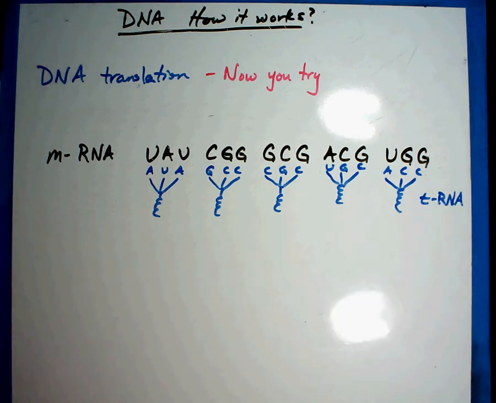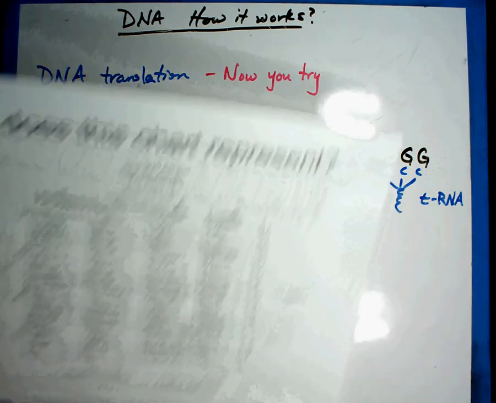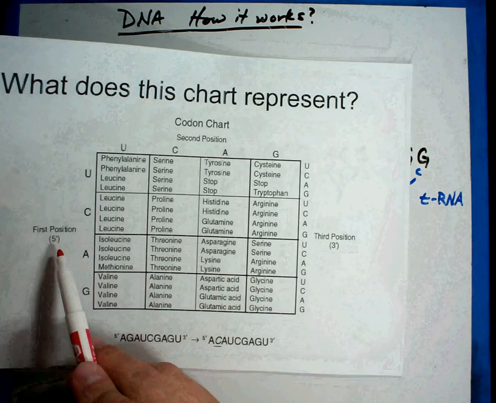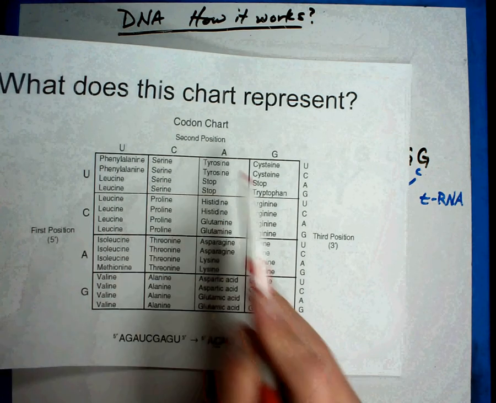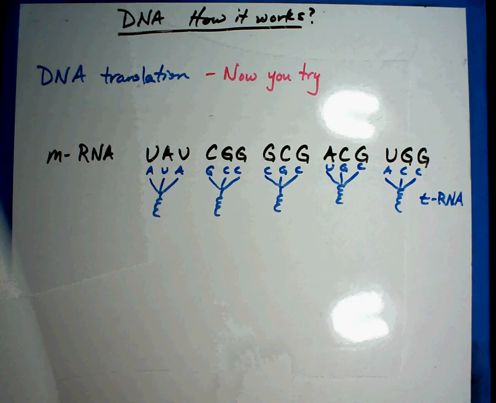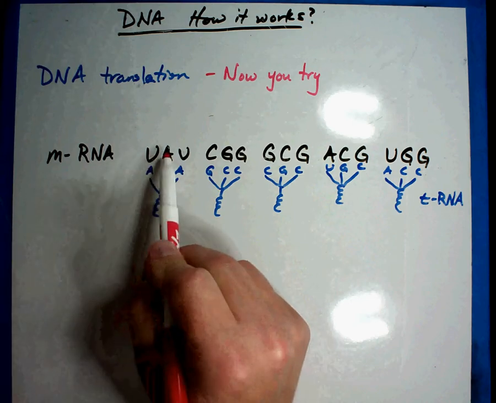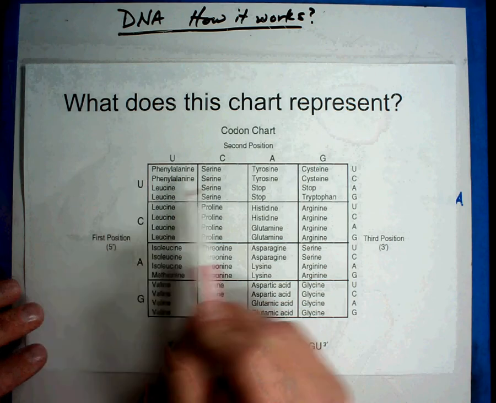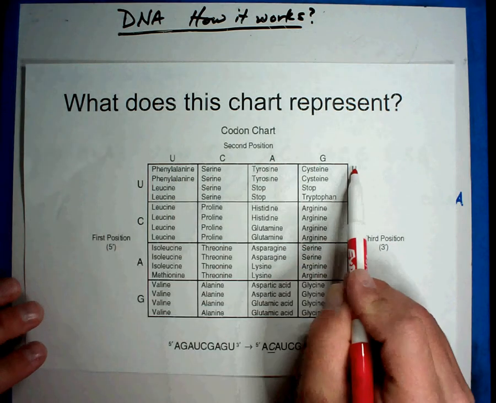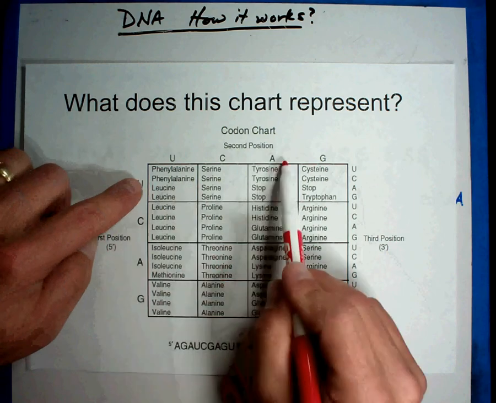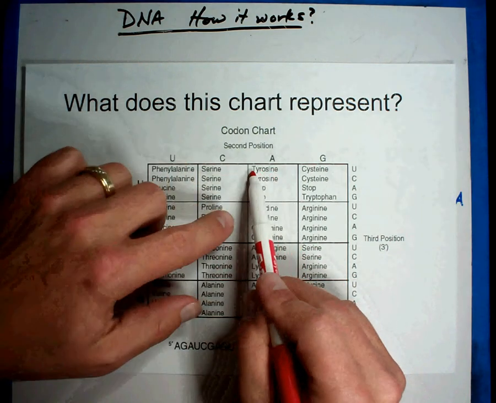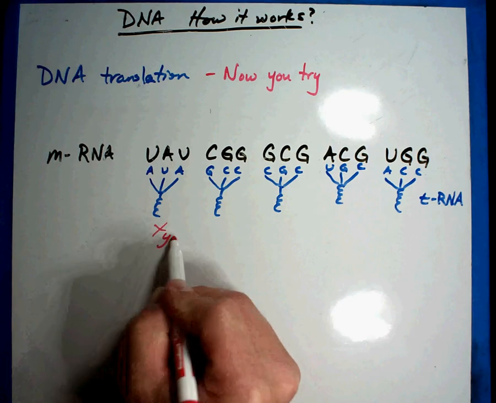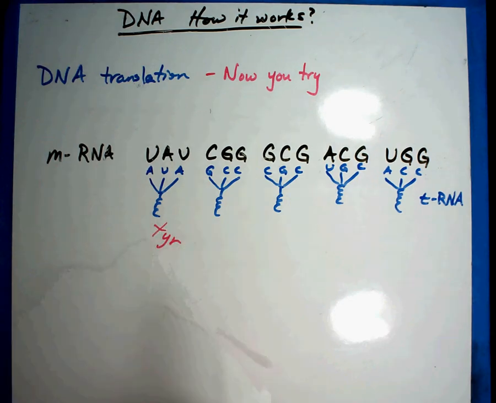Now, we looked them up on the chart. Remember, when you have the chart, first position, second position, and third position. The first one is U, A, U. U, A, U is going to be the top of the box. So U and A come together, and U, it should be tyrosine. T-Y-R. It doesn't matter what the abbreviation is, I just didn't want to write the whole word.